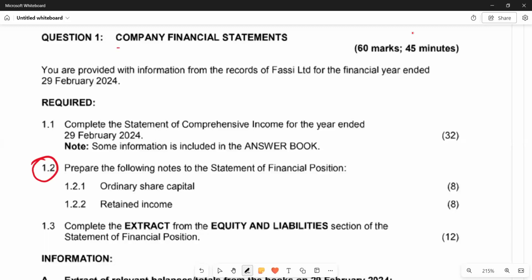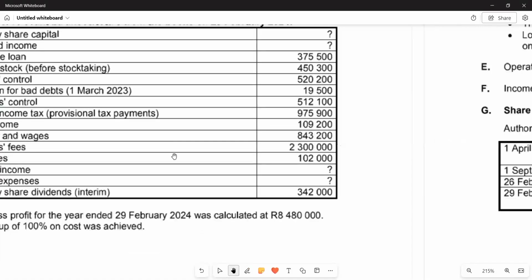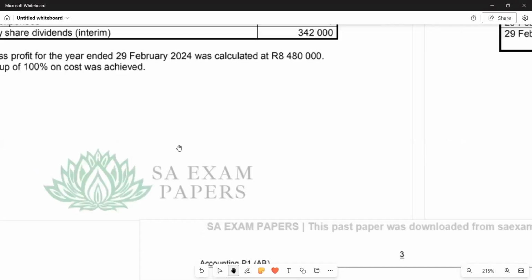So the question reads, prepare the following notes to the statement of financial position. 1.2.1 is the ordinary share capital for 8 marks, and then 1.2.2 is the retained income for 8 marks. So these are the questions that we have. We are going to start with ordinary share capital. We can go to our answer section and see how the answer book is presented.